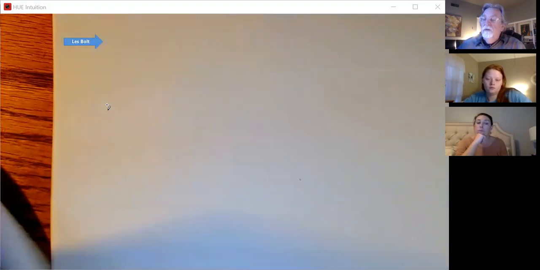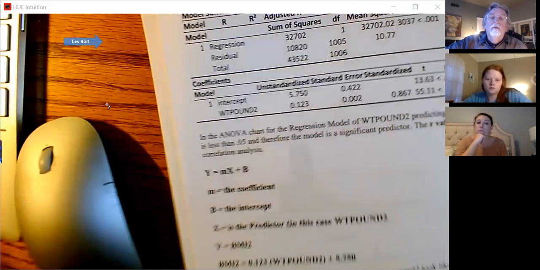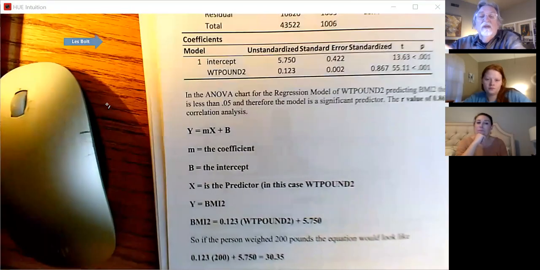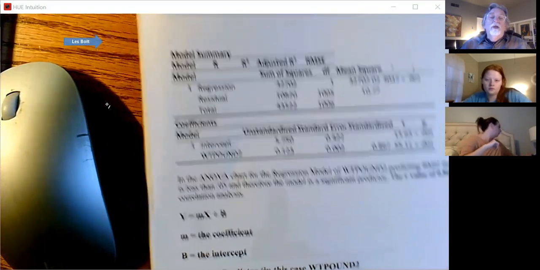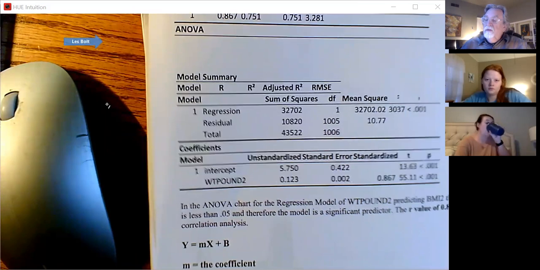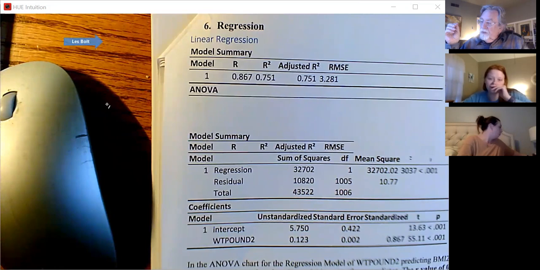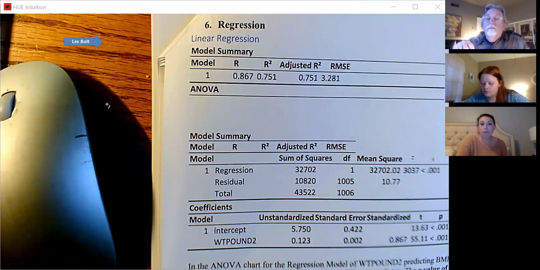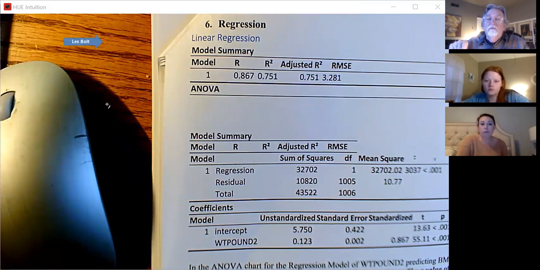Okay. Then the number 6, the final question, was a regression. And because you were asked to make predictions, the prediction we wanted to know was, does weight predict body mass index? Does weight predict body mass index?